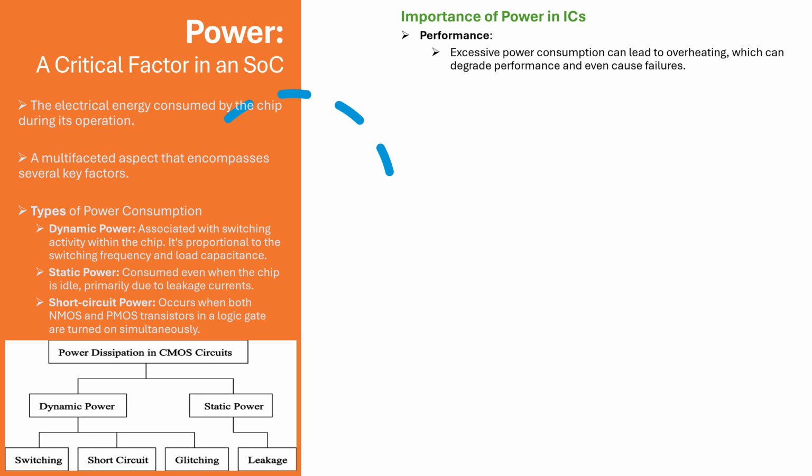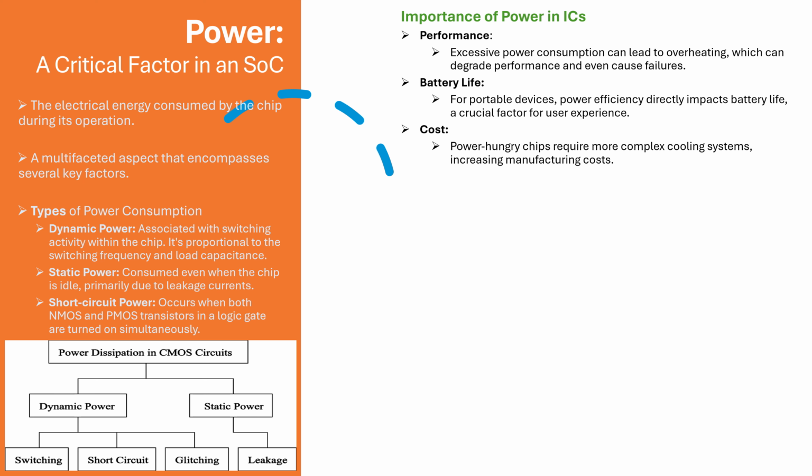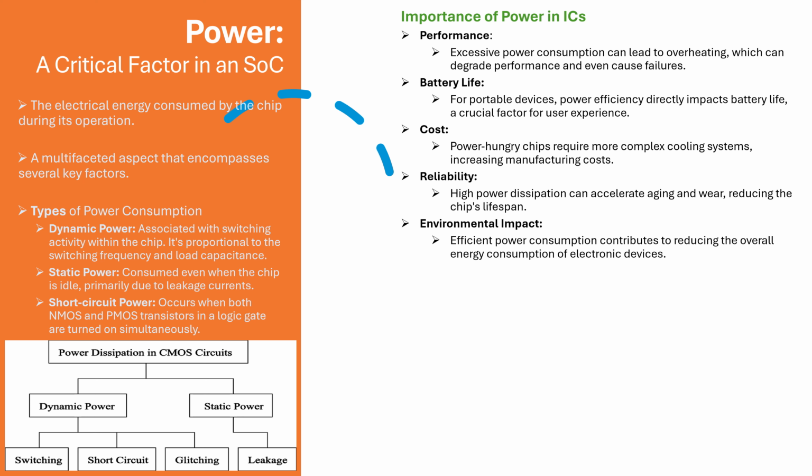What is the importance? Excessive power consumption can lead to overheating, and this degrades performance or even causes failures. For portable devices, power efficiency directly impacts the battery life, a crucial factor for user experience. Power-hungry chips can require complex cooling systems, increasing the manufacturing costs. High power dissipation can accelerate aging and wear, reducing the chip's lifespan. Efficient power consumption contributes to reducing the overall energy consumption of electronic devices, so it has an environmental impact also.